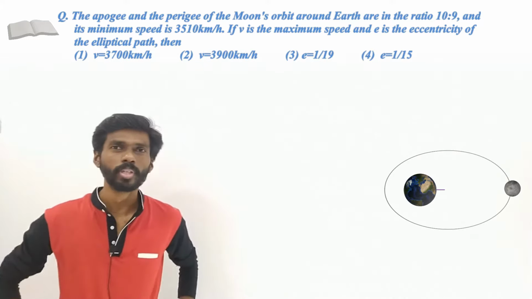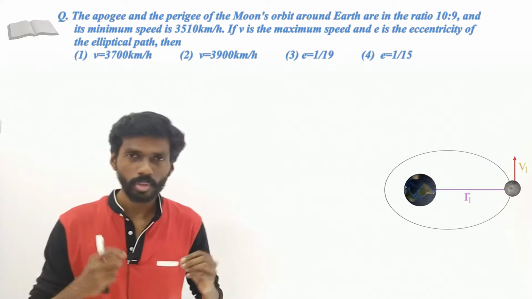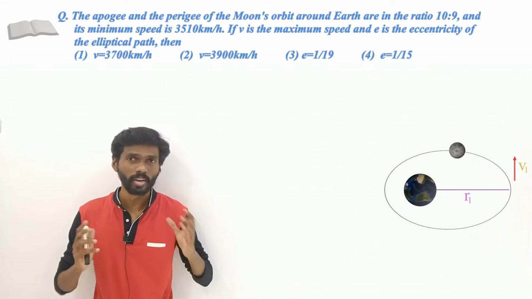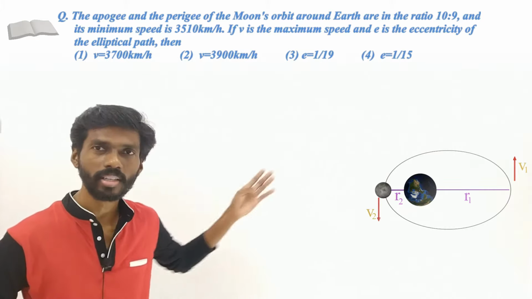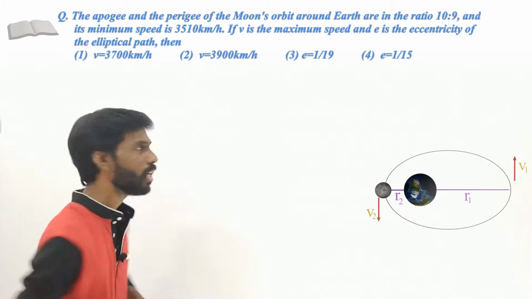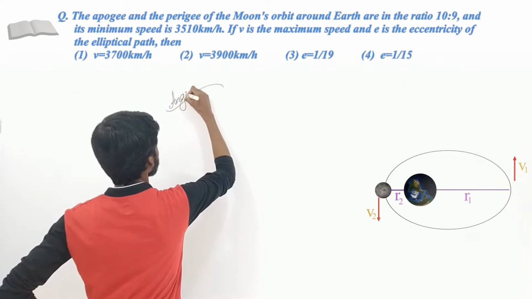So we know that the object moves the slowest at the farthest point and vice versa. So what we use here is the concept of conservation of angular momentum. So you find the angular momentum at the right end point and equate it to the one at the left end point. So we get the answer straight away. So we'll use the concept of angular momentum here.